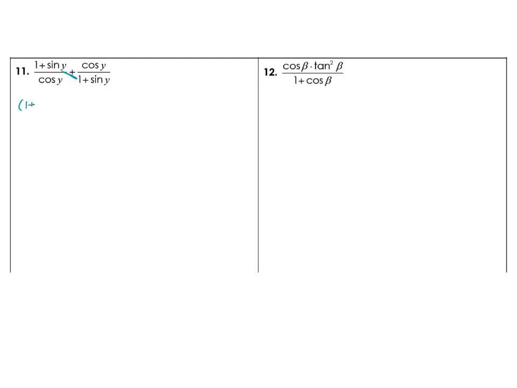So I have 1 plus sine y times 1 plus sine y, plus, and then over here cosine squared y. And in the denominator, I'm not going to multiply any of that out if I can help it. So I'm just going to do some rewriting here.